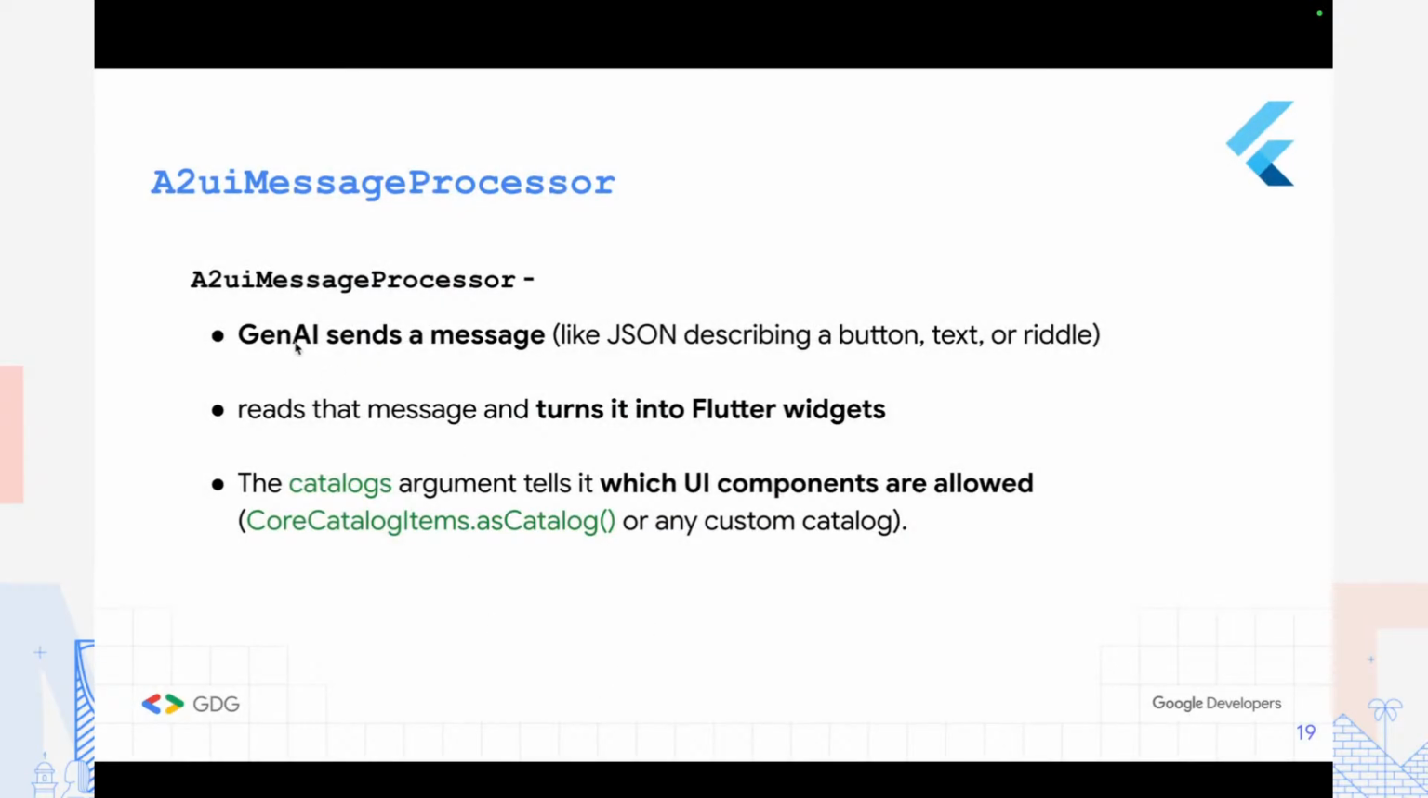Yeah, so Gen AI sends a message. That message can be button, text, or riddle. A2UI message processor reads that message and converts it into Flutter widgets. The catalog argument that we pass tells which UI components are allowed and which are not.